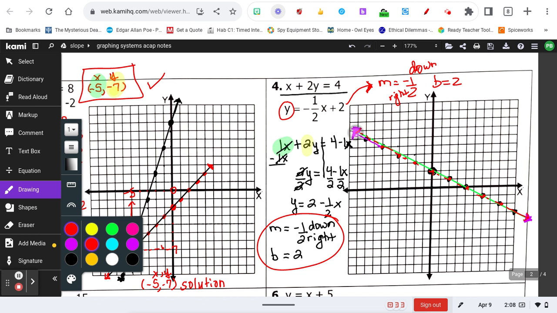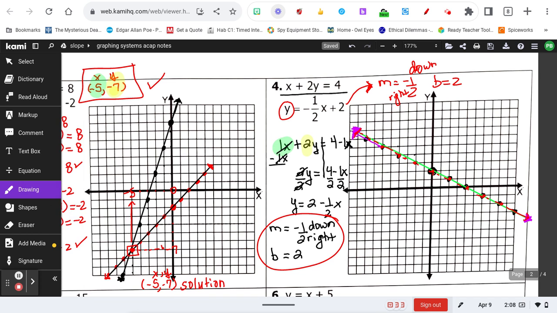So how many places are they touching? Well, they're touching everywhere because one lies on top of the other one. They are exactly the same line. So we say that there is an infinite amount of solutions.